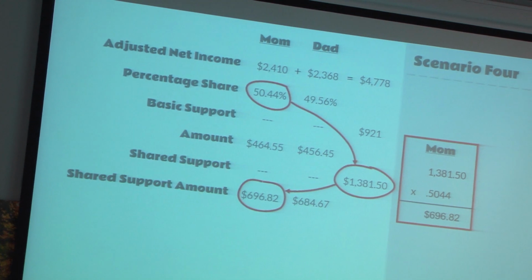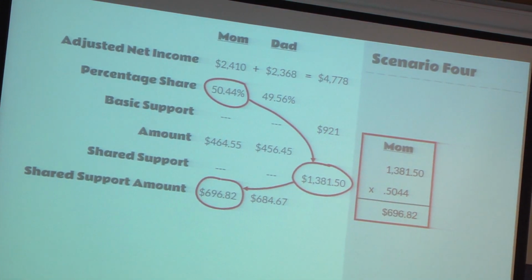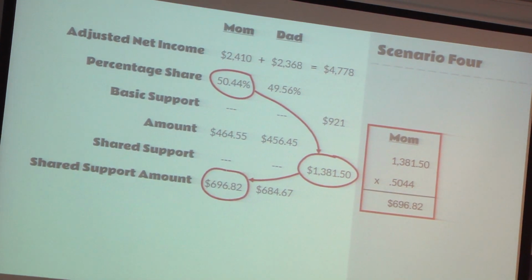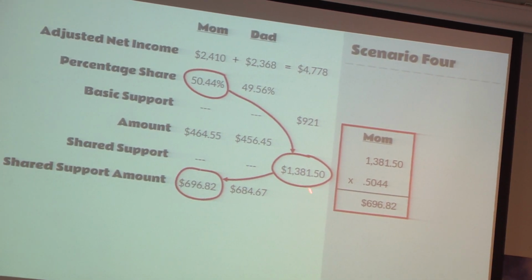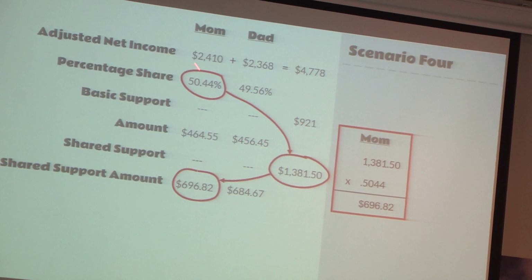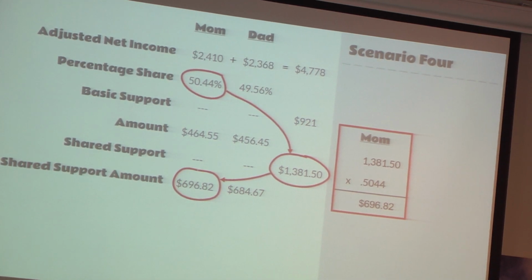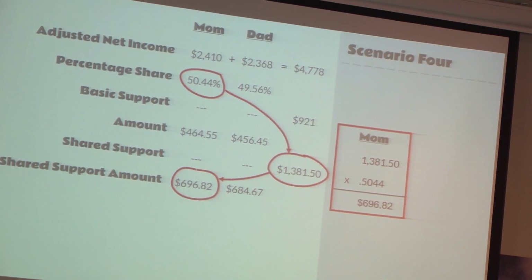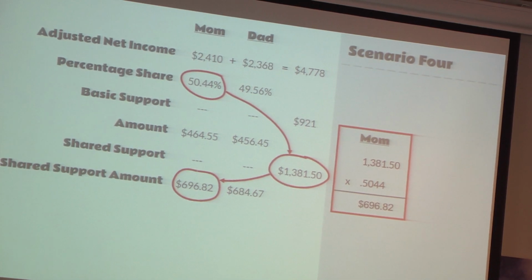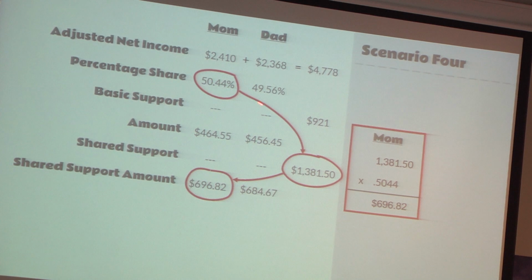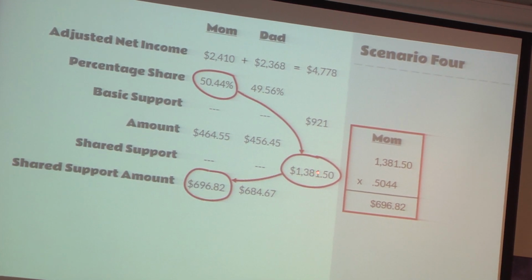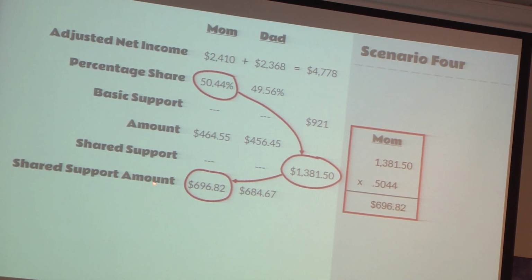After that, we're going to keep going. So we're going to take the new shared support amount and multiply it by mom's percentage share of the income. Remember, we calculated that by taking her net and dividing it by the parents' total amount of income. In our scenario, it was about 50%. So we take 50% and multiply it by the new shared support amount, and we get a new monthly child support obligation that she should be paying.